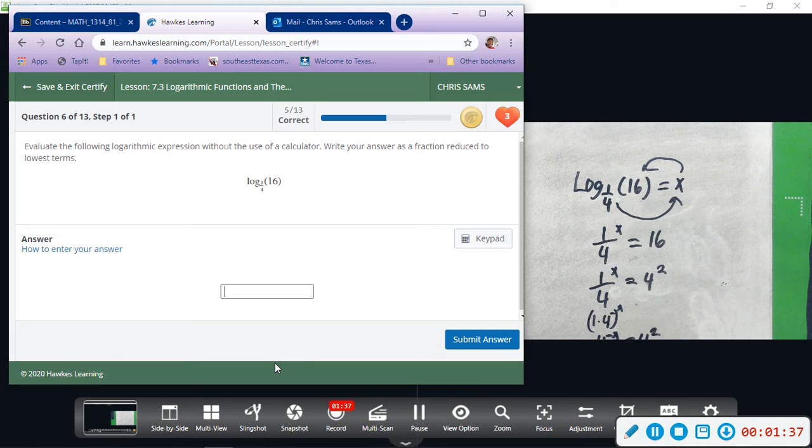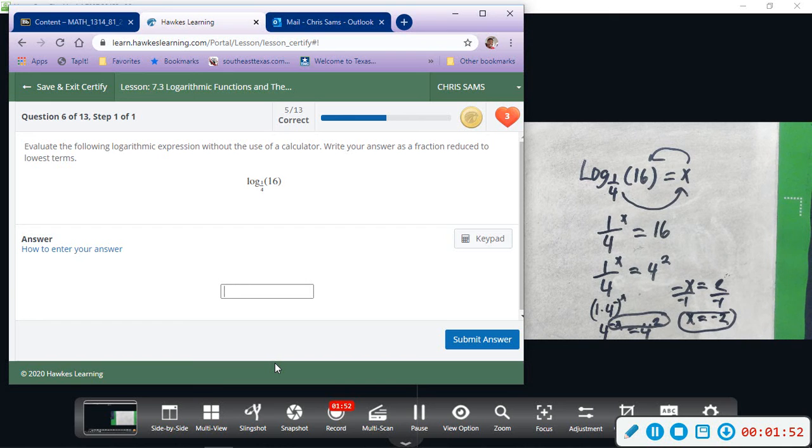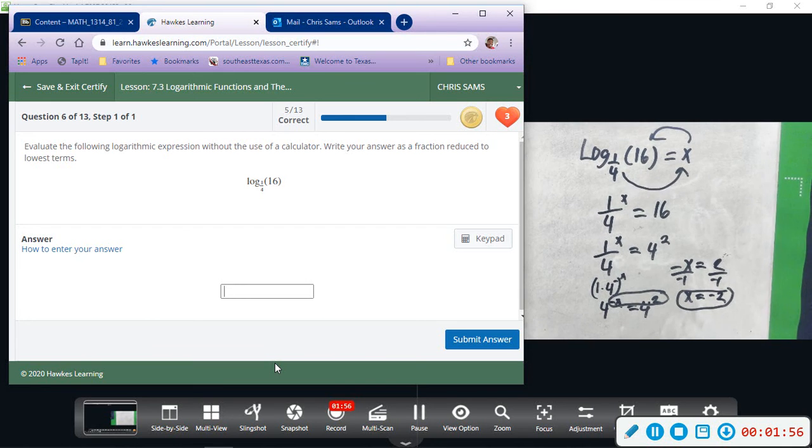So difference here, -x equals 2. Or furthermore, if we divide by -1, we get x equals -2. So a negative second power will give us the solution here. So -2.